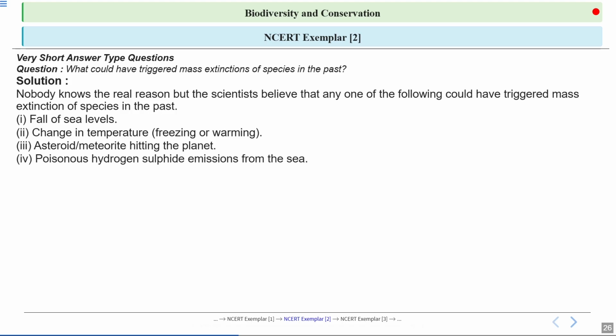The next one is the poisonous hydrogen sulfide emissions from the sea. So these are very harmful gases released by certain marine organisms, especially in oxygen poor environments. These emissions can be toxic to both aquatic life and humans, causing health issues like respiratory problems and even death in high concentrations.